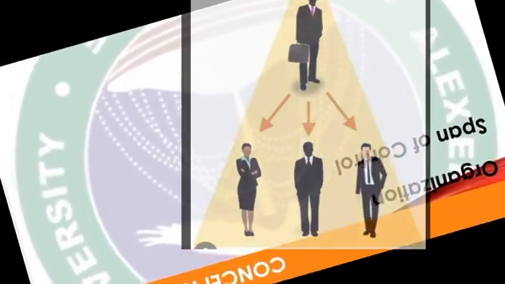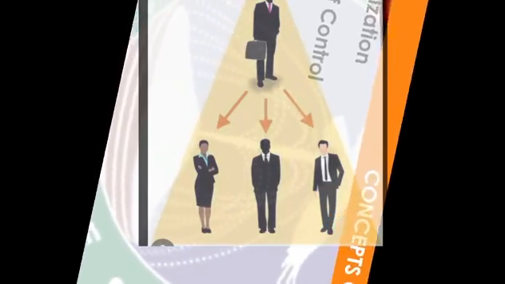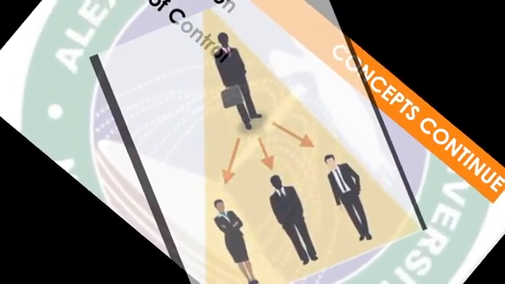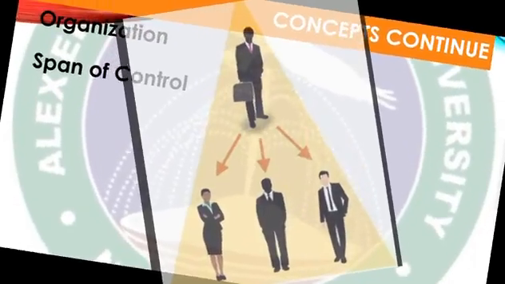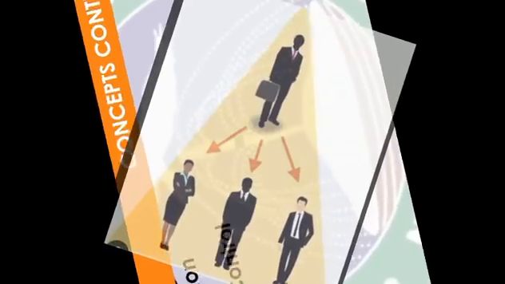Look at our university, you have the vice chancellor. Then under the vice chancellor, you have the deans of colleges, then the heads of department, then the lecturers and students. So you can see the span of control there. The shorter, the more effective.